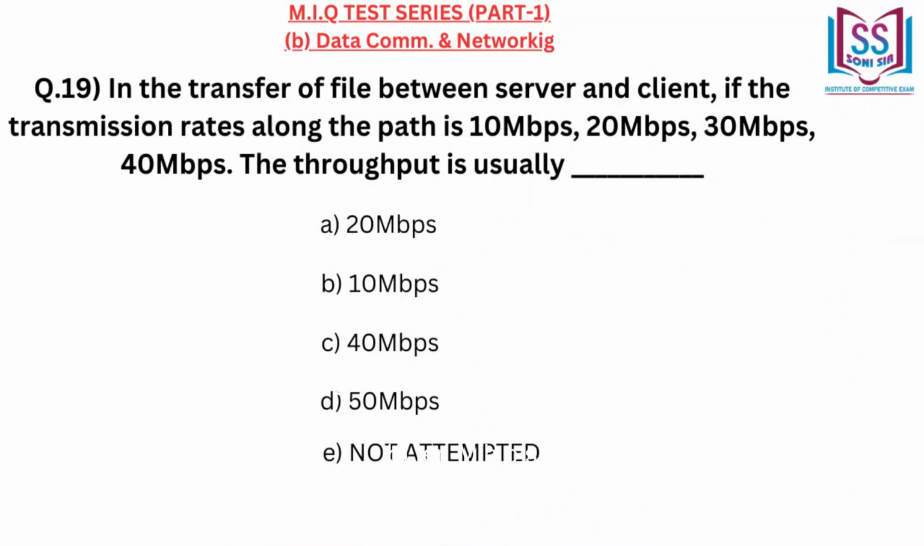In the transfer of file between server and client, if the transmission rates along the path is 10 Mbps, 20 Mbps, 30 Mbps, 40 Mbps, the throughput is usually dash. A. 20 Mbps. B. 10 Mbps. C. 40 Mbps. D. 50 Mbps.